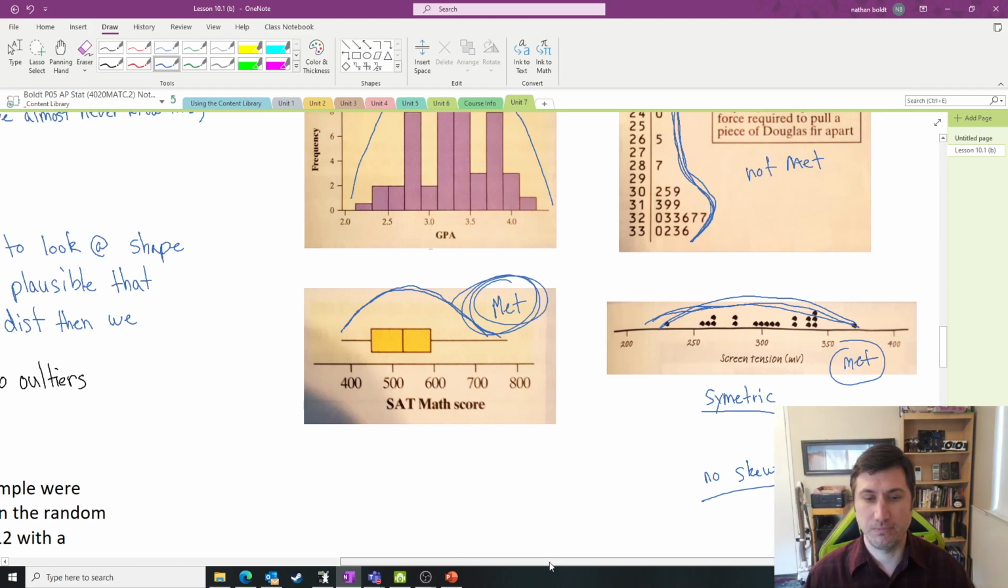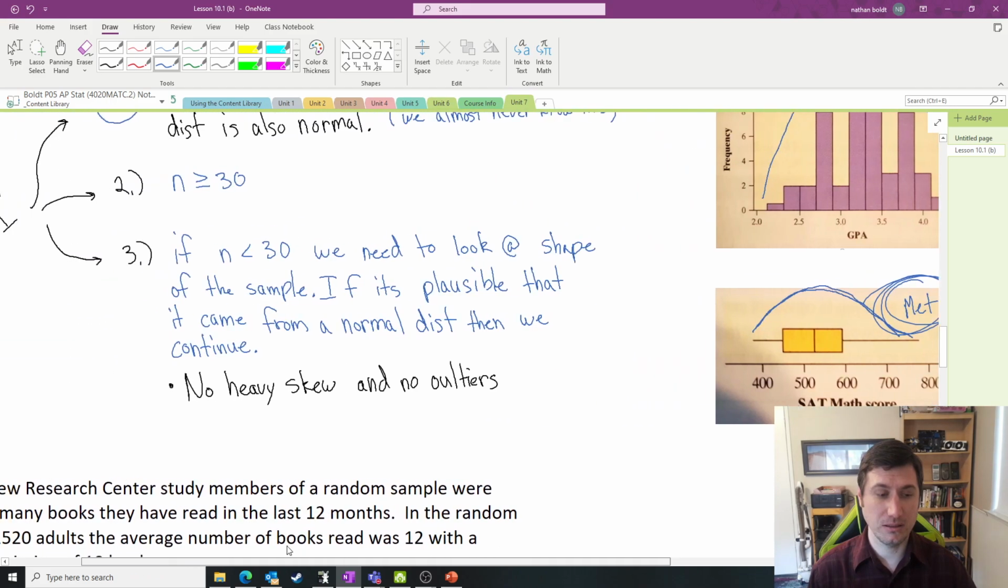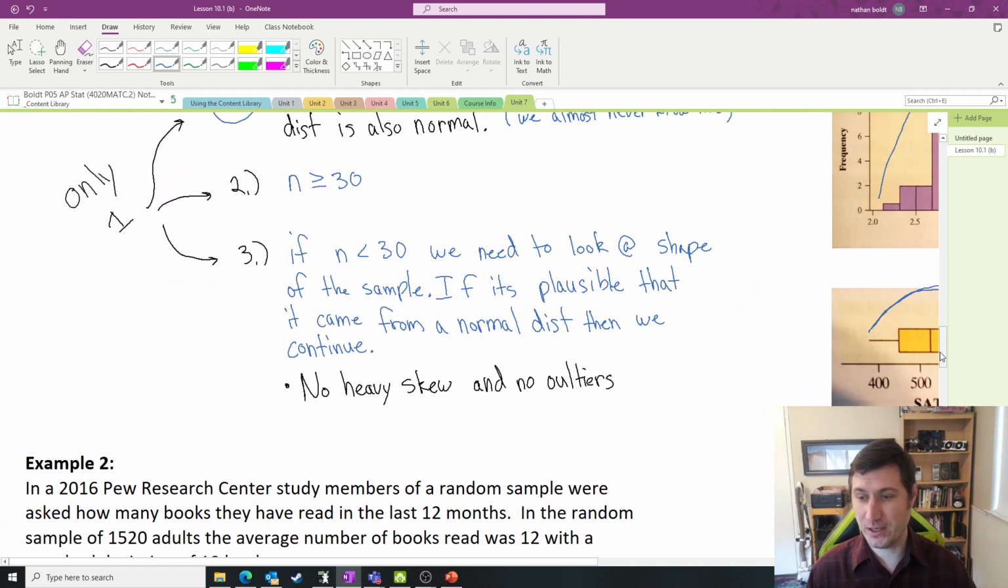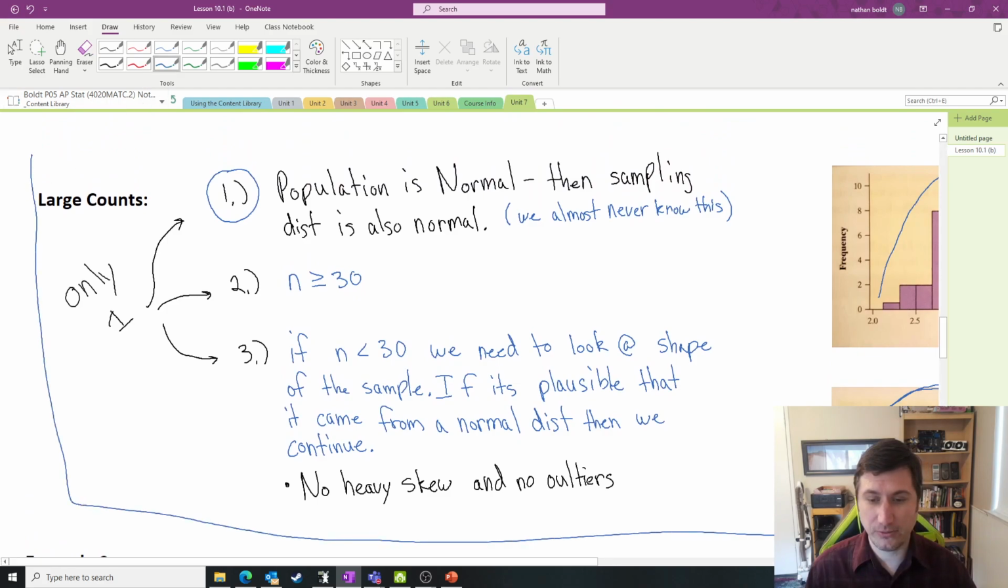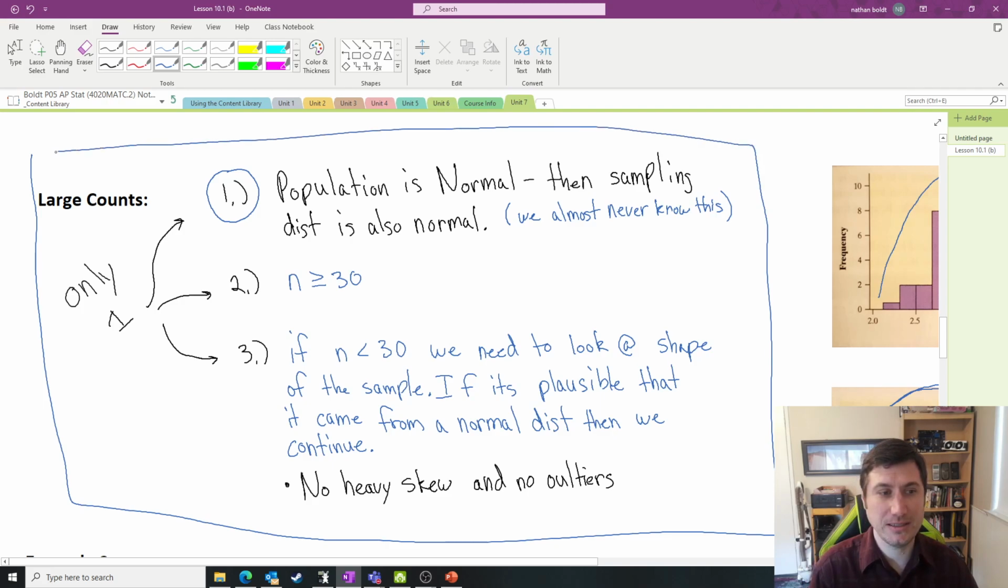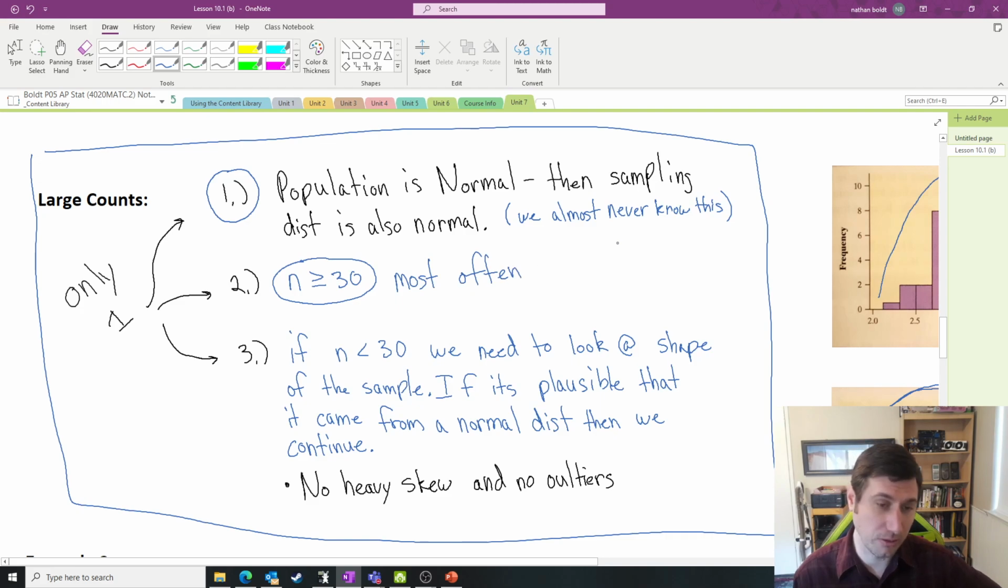And that's pretty much the only differences between what we were doing before with proportions and now with means. You might want to screenshot this one right here. The large counts is one big difference. It's not just n times p, n times q. N is bigger than or equal to 30 is probably the most often one you will use. Big sample sizes are always good. But if it is smaller than 30, then you have to draw a picture.